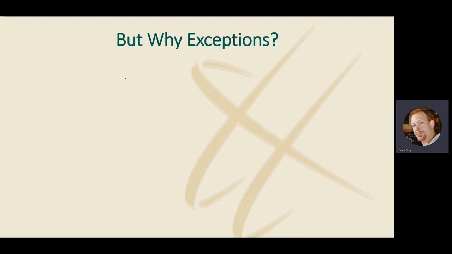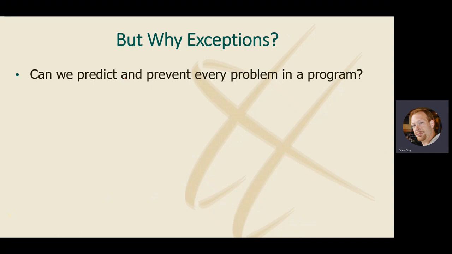Why do we do this? Why do we need to have these structures? Can we predict and prevent every problem in a program? Because if we can, we could just preemptively get ahead of this, right? Bunch of if statements and handle it. And that's the concept of defensive programming, making sure that the data is as good as possible before you even try to move forward with it.